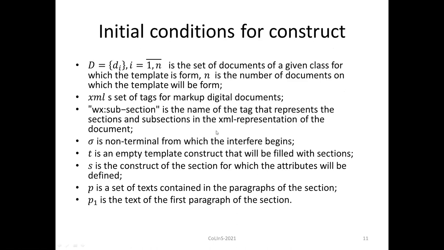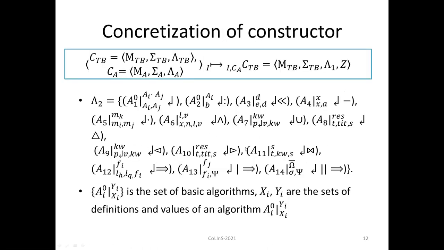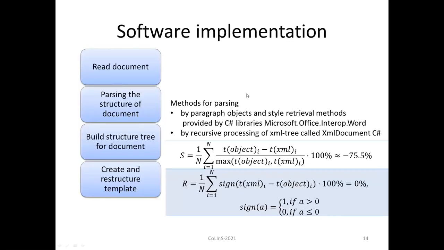some initial conditions for constructs and axioms. And when we have this model, we can start to develop software for identification of structure elements and building a template for documents. This process is very long, and we have some stages: read documents, parse the structure, build structure tree, and create the entry structure template. The first, second, and third stages are now done.